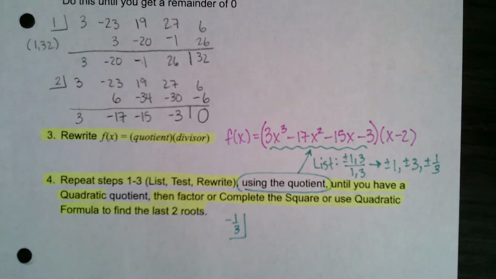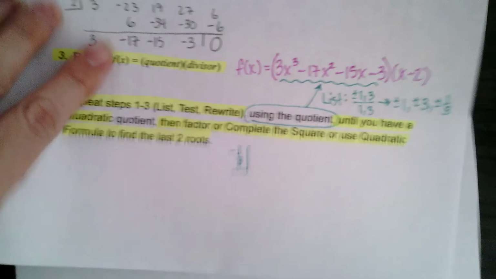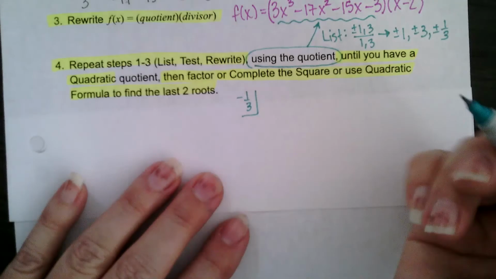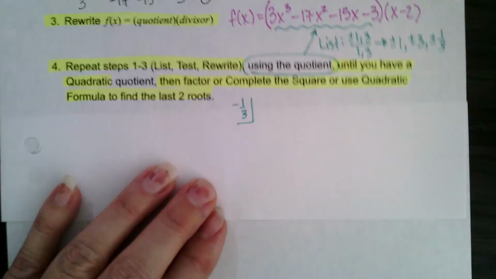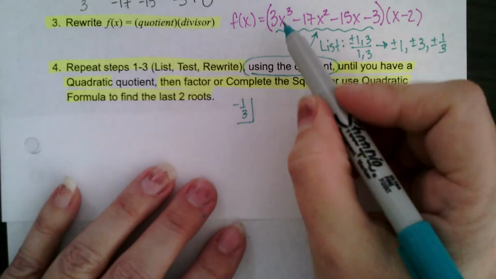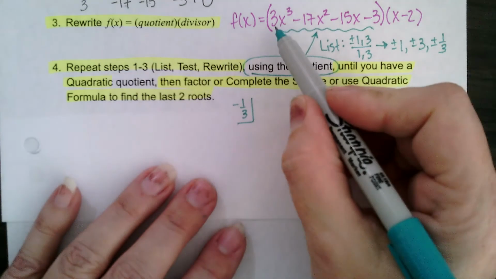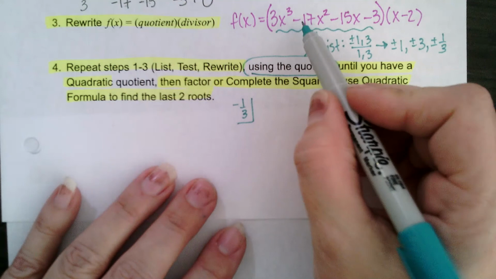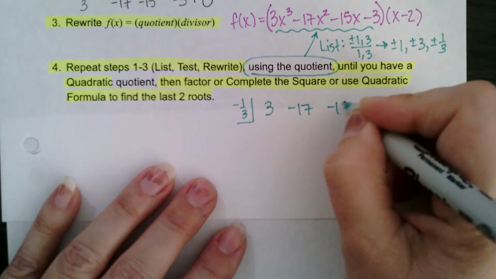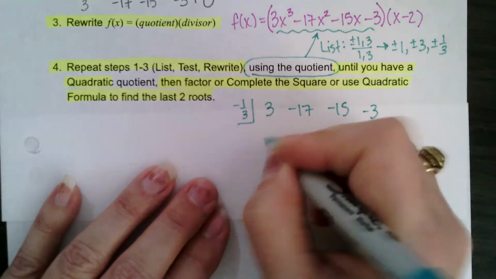Ooh, wait, I have space to do this in. I left more space here. The next page, it's going to continue to the next page, but I have room here. So let's try negative 1/3. I don't want you to be scared of using fractions in these. They actually don't end up being really disgusting. So we'll start with this row since we're working with the 3x cubed. So we'll do 3, negative 17, negative 15, negative 3.